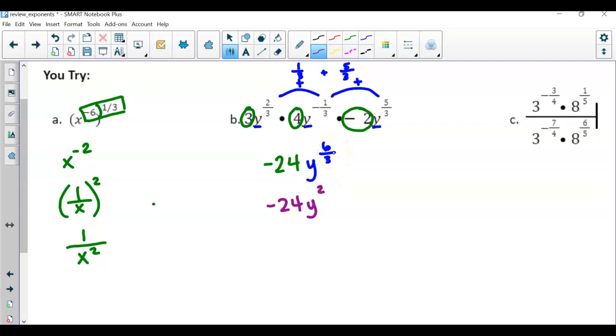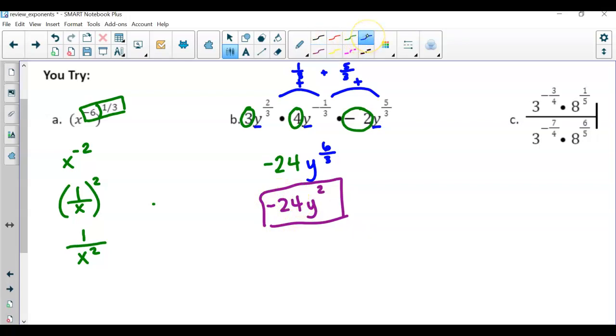Now, some of you wanted to say, well, aren't we supposed to also then reciprocate or flip the base? No, because the exponent is positive. Remember, this is exponent rules. That's a coefficient of negative 24. So this is our final answer, because negative 24 is just our value here, not the exponent.